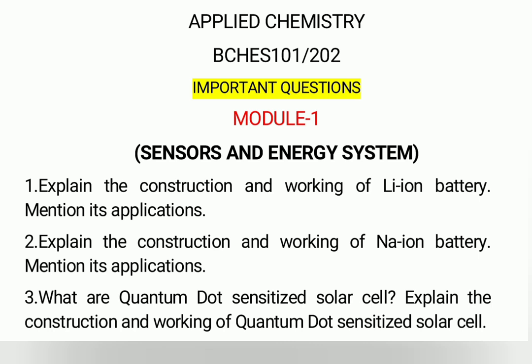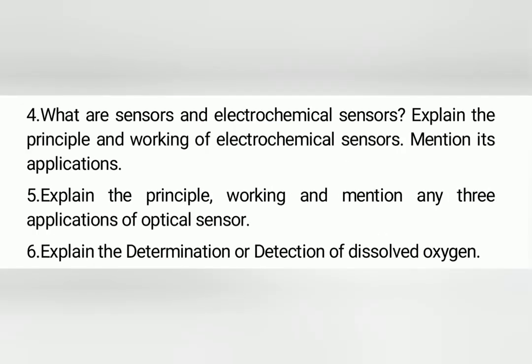Third question is what are quantum-dot-sensitized solar cell? Explain the construction and working of quantum-dot-sensitized solar cell. The fourth question is what are sensors and electrochemical sensors? Explain the principle and working of electrochemical sensors and mention its applications. The fifth question is explain the principle, working and mention any 3 applications of optical sensor.